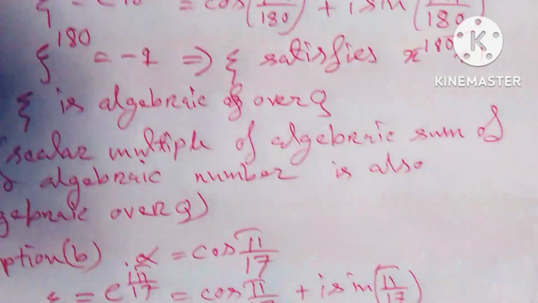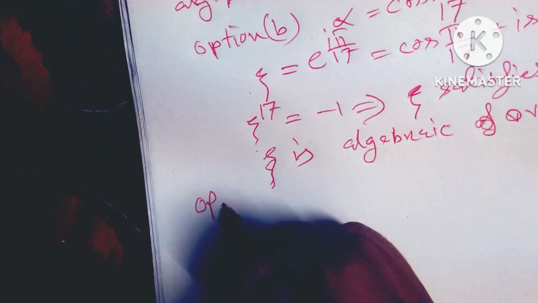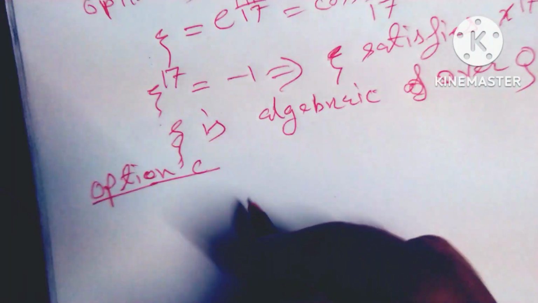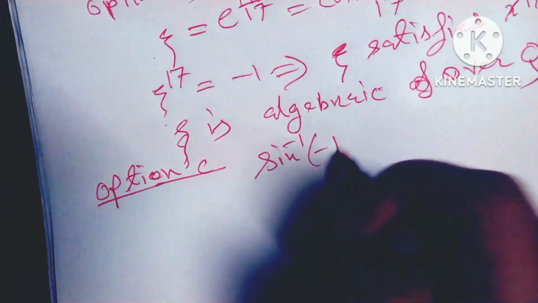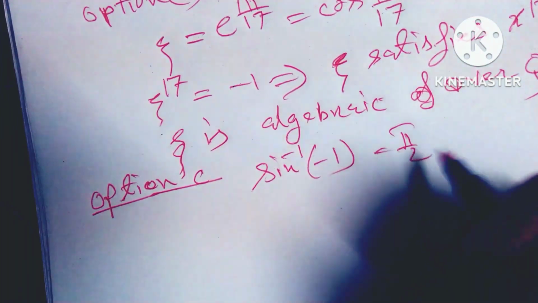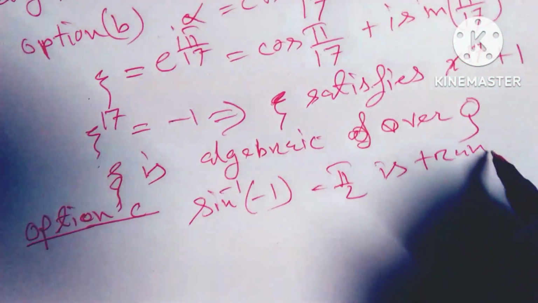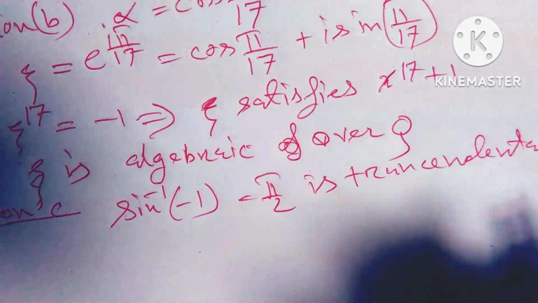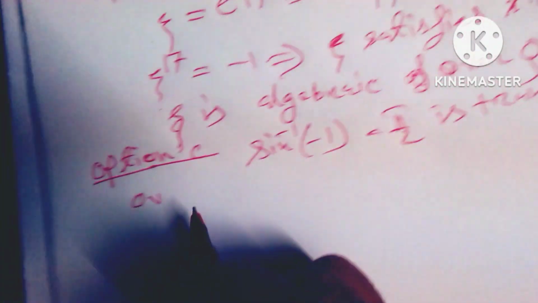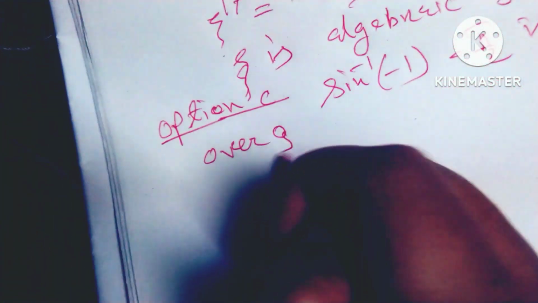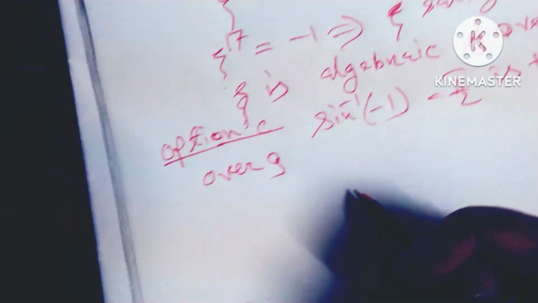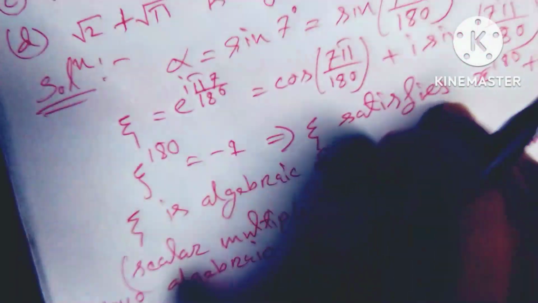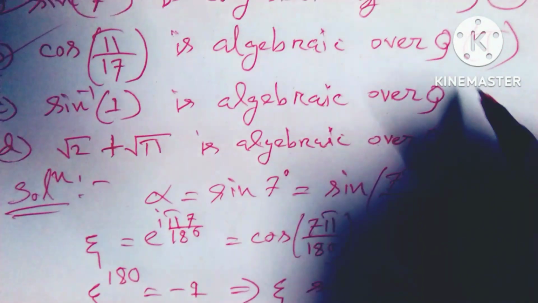Now option C: sine inverse 1 equals pi by 2, which is transcendental over Q, as there does not exist any polynomial over Q whose root is pi by 2. So option C is false.